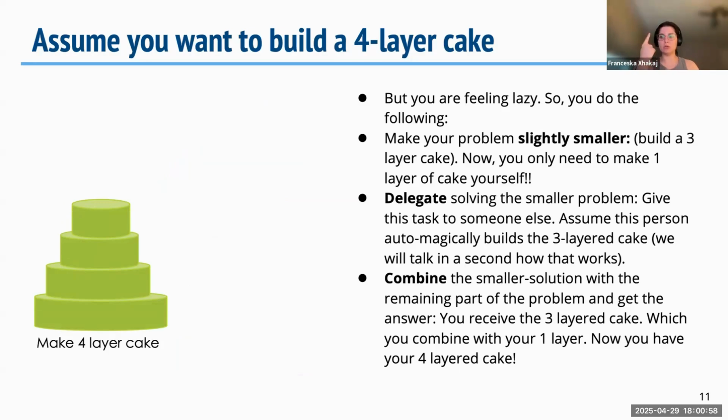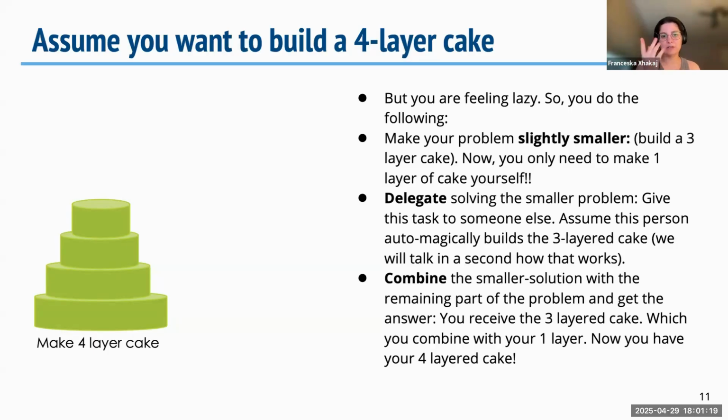So it feels very sequential. In this case, I only do one layer myself, and then I just wait for the delegation work to be done. I tell my friend, hey, you figure out how to do a 3-layer cake. The only thing I need from you is 3 layers. I don't care how you do it automatically, right? So once you get those 3 layers, you have your 1 layer.